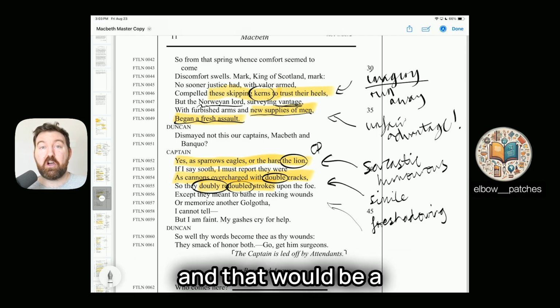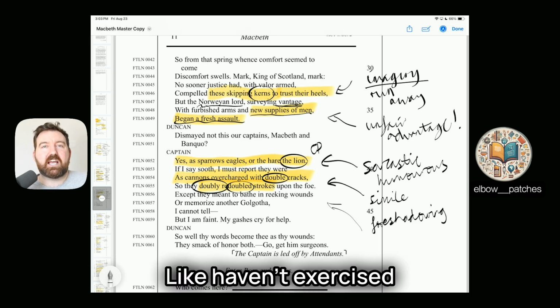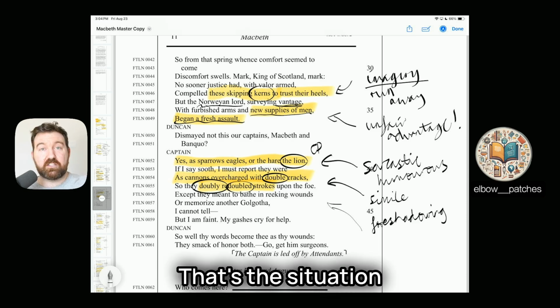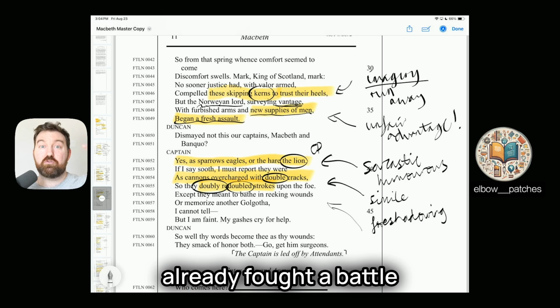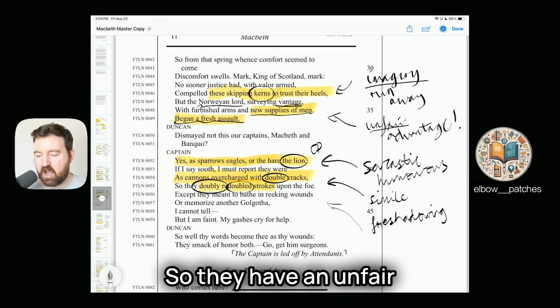You'd be pretty tired, and that would be a disadvantage compared to someone who joined you at that point with fresh legs, so to speak, like they haven't exercised yet that day. That's the situation here between the Scottish army that's already fought a battle and the Norwegian army who haven't fought anything yet, okay? So they have an unfair advantage.